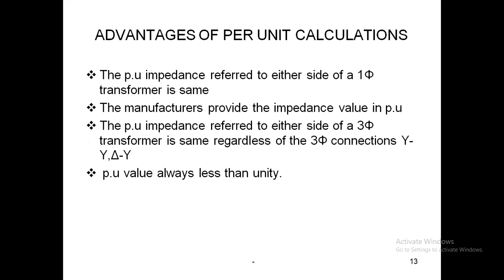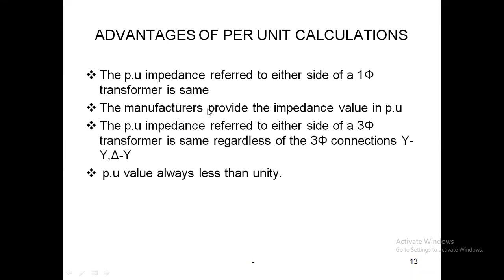If you look into the conventional analysis, there you will have different impedance on either side of the transformer. You have to refer it to the primary side or the secondary side as per your convenience, and you will get different impedances. So the per unit impedance referred to either side of the transformer is the same in per unit analysis.